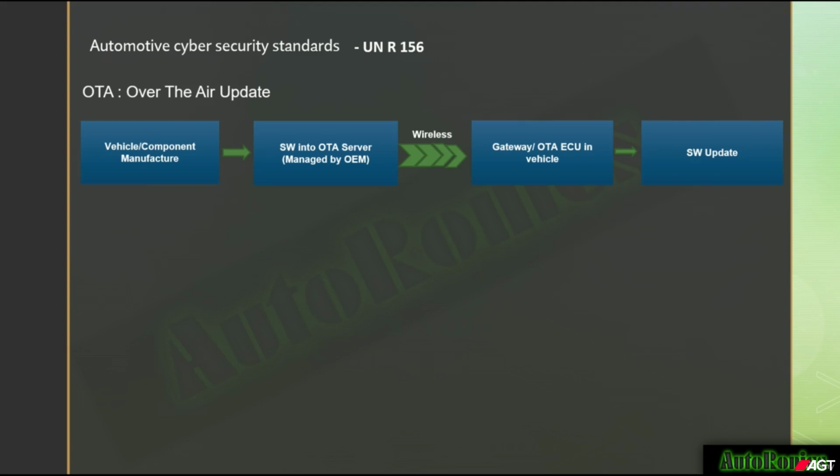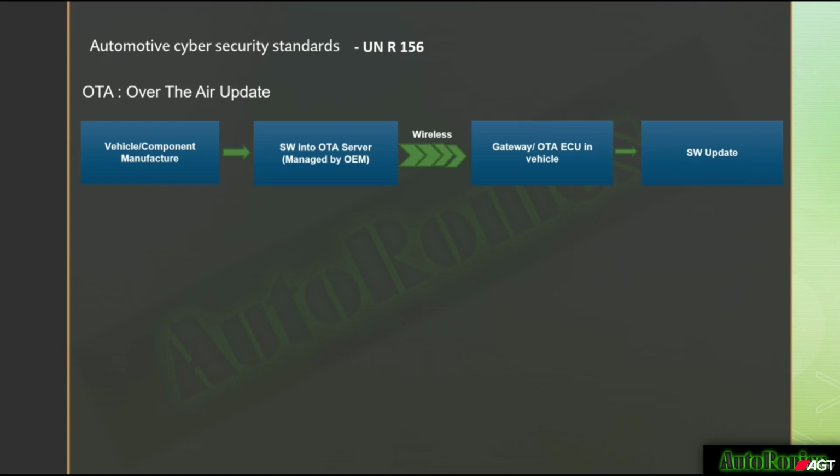The usual flow is that the vehicle or component manufacturer produces the components. It could be any device, even ECUs, or the complete vehicle can be a product. Then in the field, the vehicle can be running on the road, or the components present on the road are to be updated based on needs. The software to be updated in the components is deployed on the over-the-air server, which is generally managed by the OEM or the product owners.